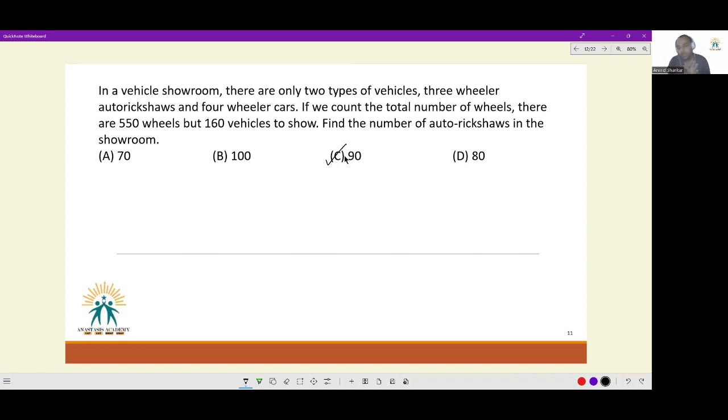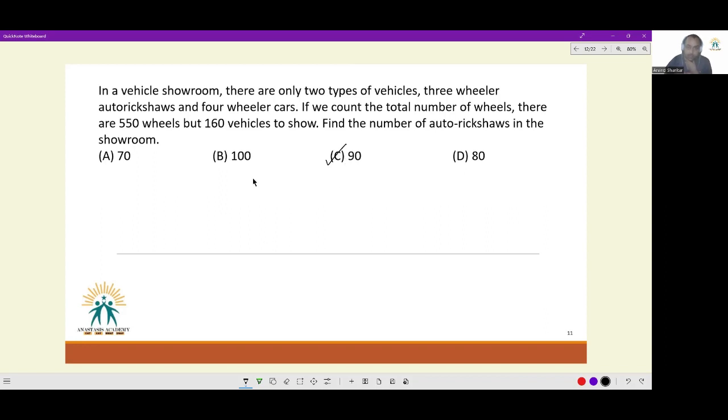Now, every three-wheeler replaced with a four-wheeler increases my wheel count by one. Currently, I'm at 480. I have to get to 550. I need to make 70 such replacements. So out of 160 vehicles, 70 are four-wheelers, 90 are auto rickshaws, and my question is done.